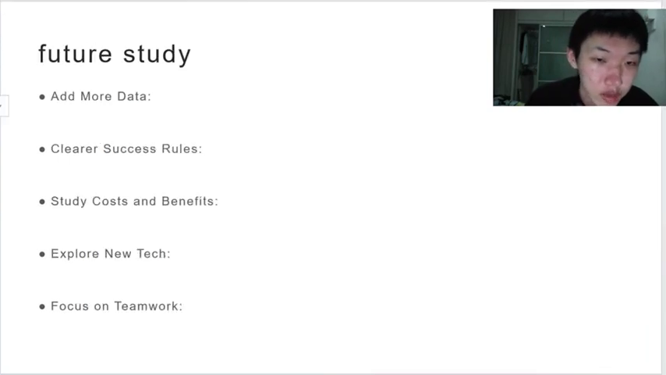Part 2 is future studies. The first one is to add more data, including the technology details and economic changes, for better understanding. Number 2 is clear success rules, for the machines, for more results. Number 3 is study costs and benefits. Use models to balance the machines' expense with benefit to society. Number 4 is explore knowledge, and number 5 is focus on teamwork. Study how countries work together or how this affects the machines.